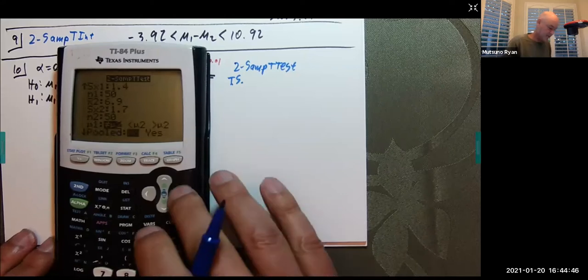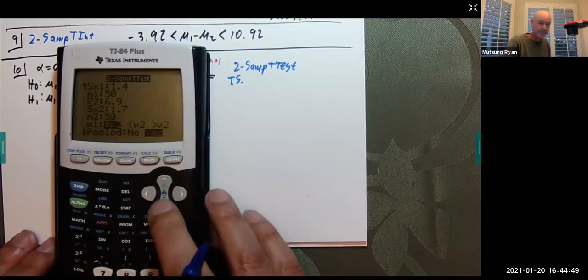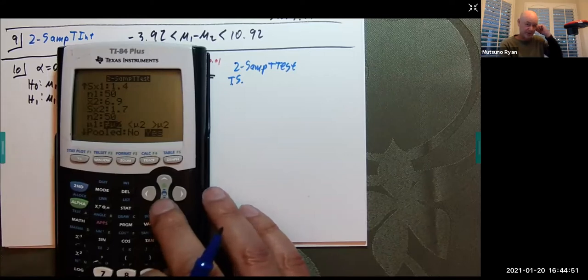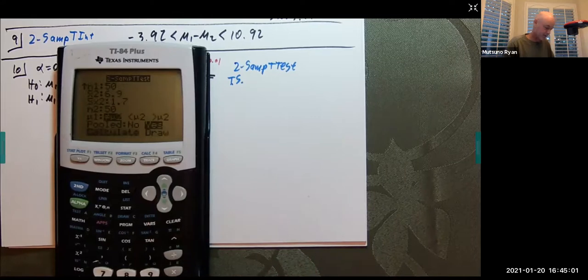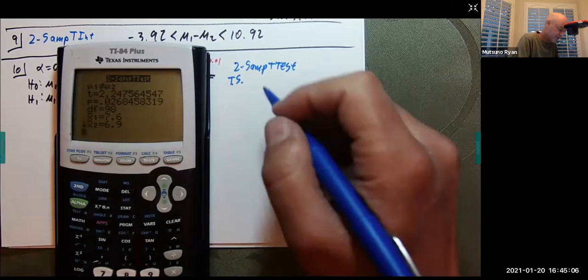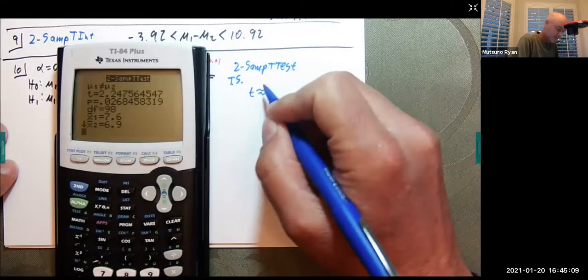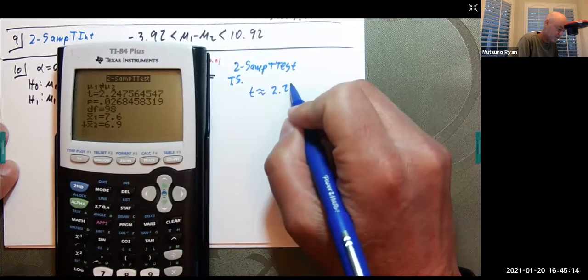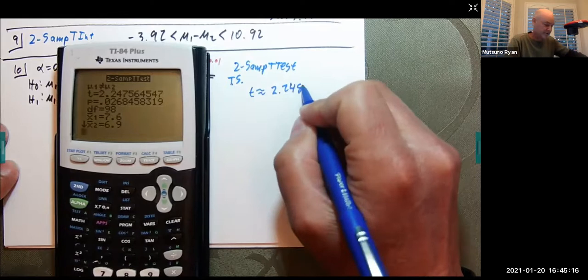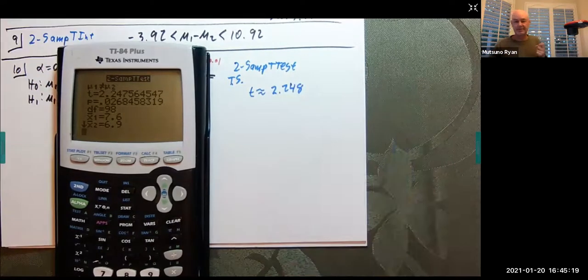In this case, we are pooling. Because once again, if you look at the bold print in the middle, it says also assume the population standard deviations are equal. So that means that we are pooling the sample variances. And calculate. So T is 2.248. Notice it looks the same, and the reason is because n is so high. When that happens, they start getting closer and closer to each other.